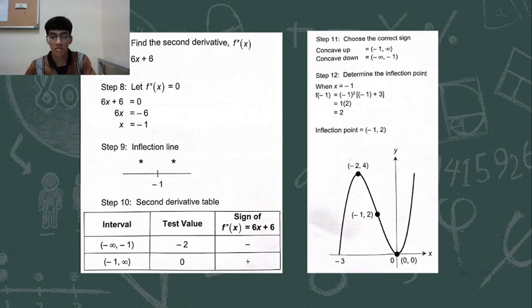Interval from negative infinity to infinity. Step 11. Choose the correct sign. Concave up is negative 1 to infinity. Concave down is negative infinity to negative 1. Step 12. Determine the inflection point. When x equals negative 1, substitute into the function, you will get the answer, which is 2. And the inflection point is negative 1, 2. And the last step, sketch the graph based on the maximum point, minimum point, and inflection point.